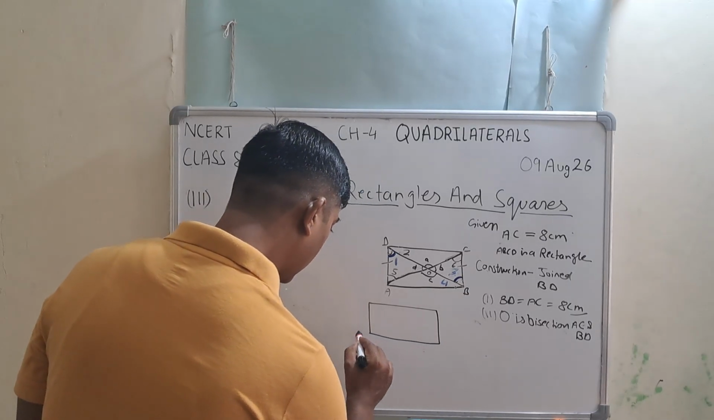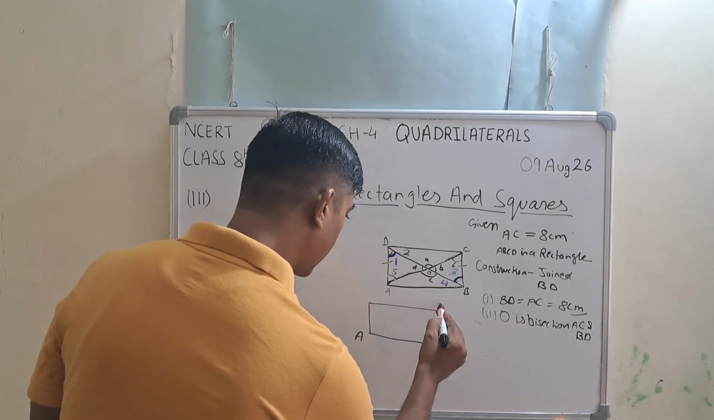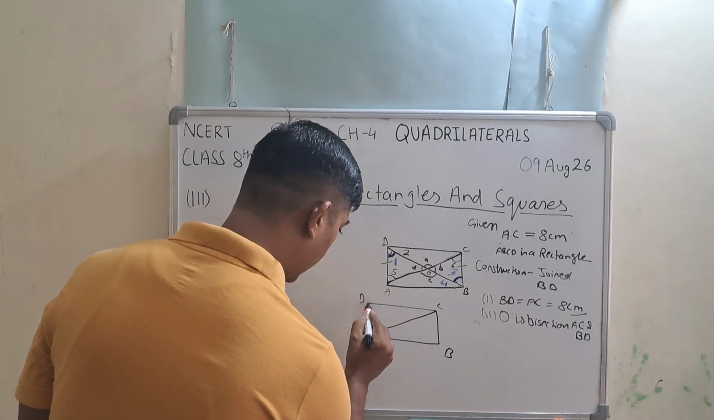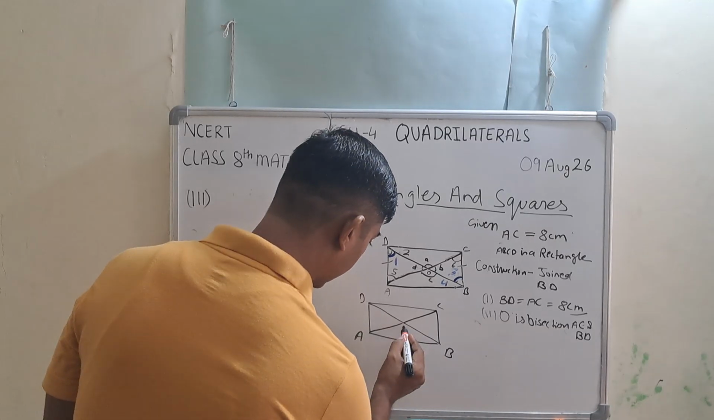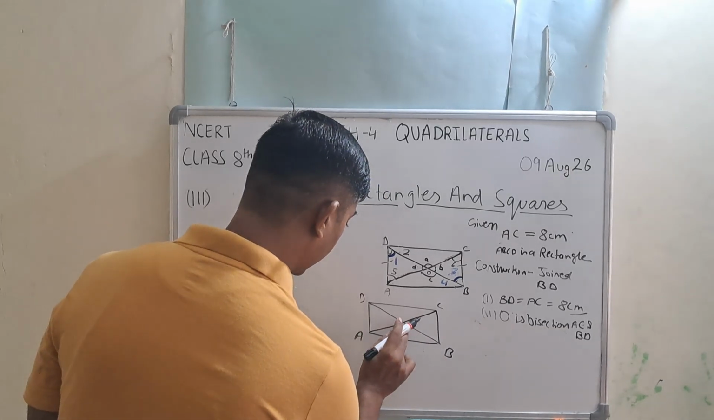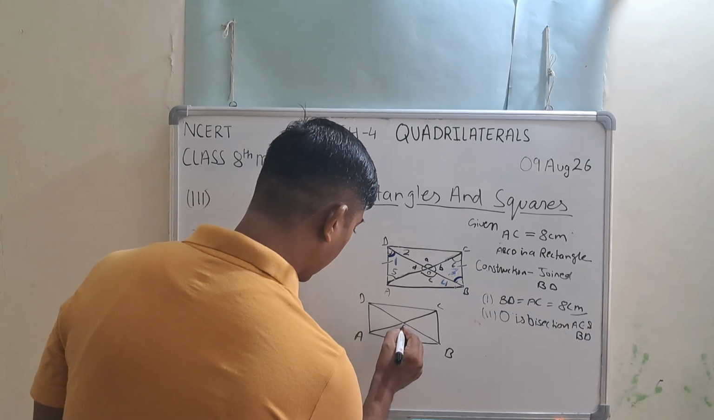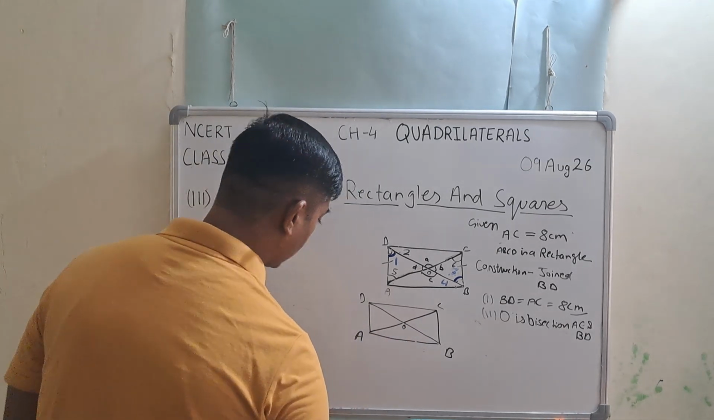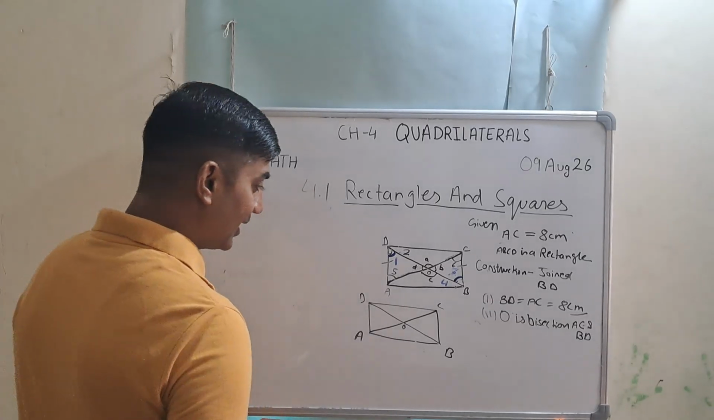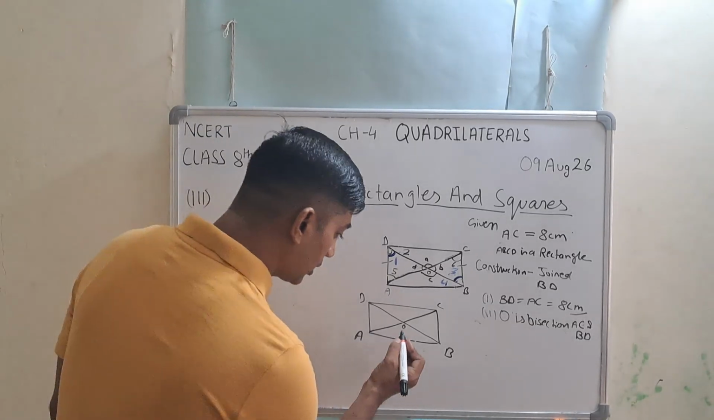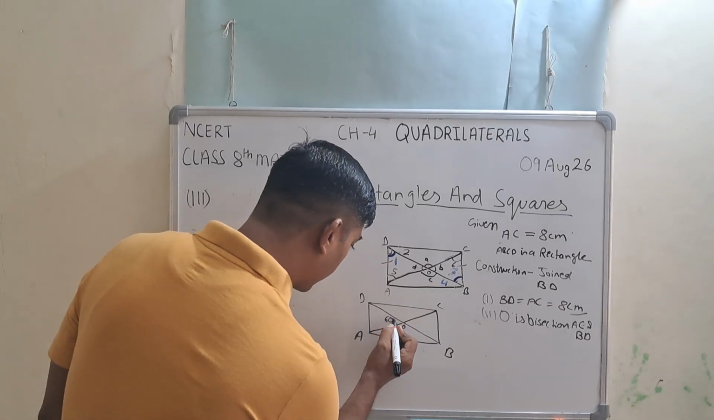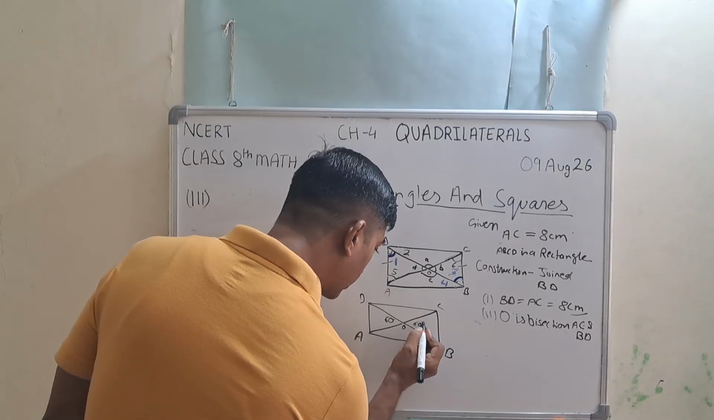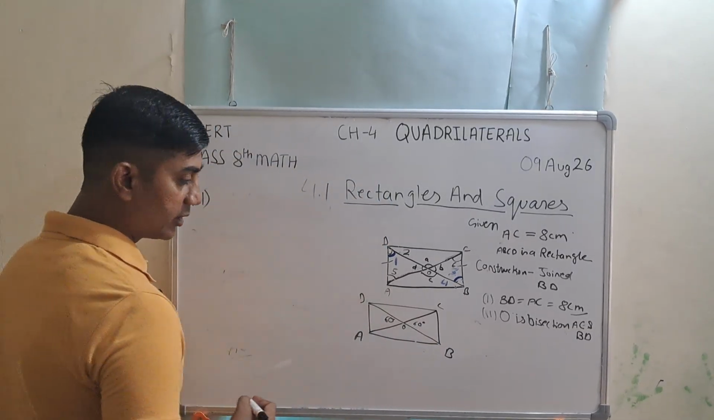The same figure, A, B, C, D, and this is 8 centimeter which is given, and this is the point of intersection. This point is actually O. Okay. Now we have to find the relation between these angles. How will we find it? Let's take an example. Suppose this is 60 degree. So this is a vertically opposite angle. This is also 60 degree. Understood?